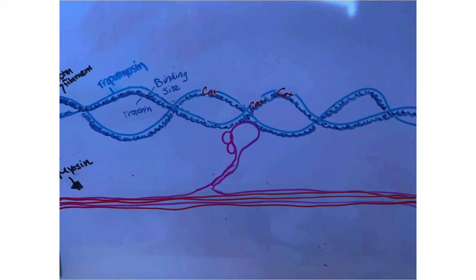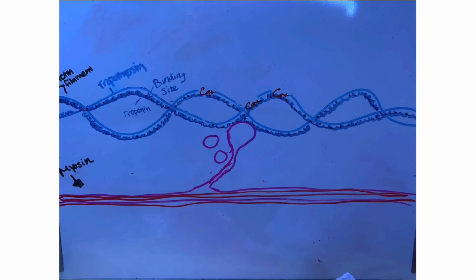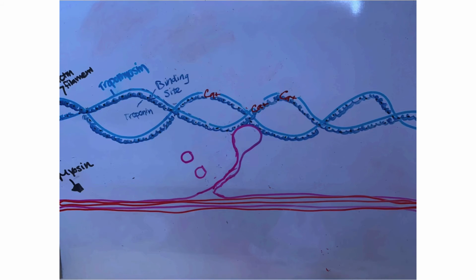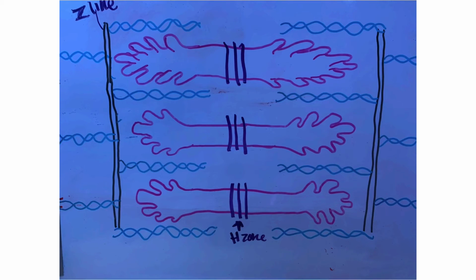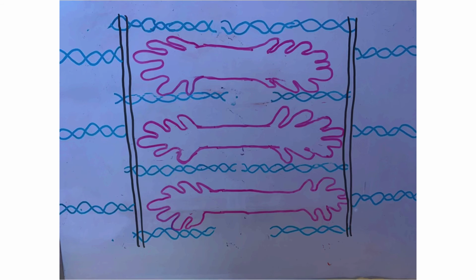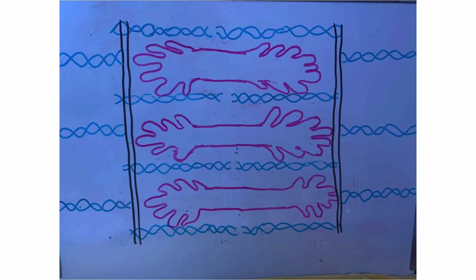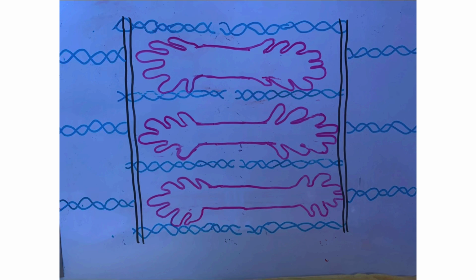The myosin heads pull the actin filament inwards and release the ADP and Pi. When myosin pulls actin inwards, the Z-lines are pulled closer together and the H zone disappears. Contraction will continue as long as energy is available.